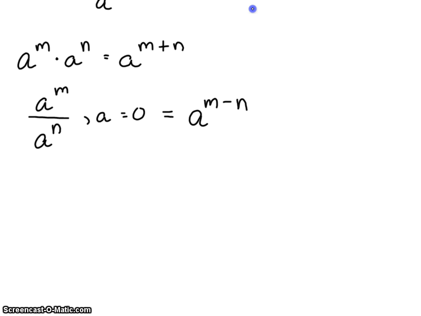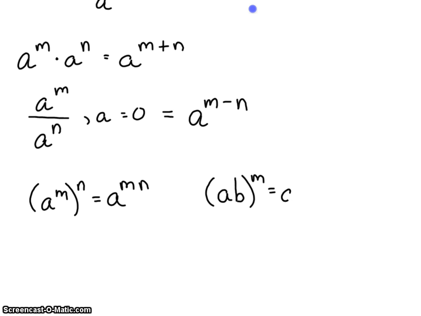Next, a to the m raised to the n. This is a power of a power, equals a to the m times n. Okay, that's called the power rule. Another property, ab to the m equals a to the m, b to the m. That's sort of like distributing that exponent. Okay, that's called raising a product to a power.